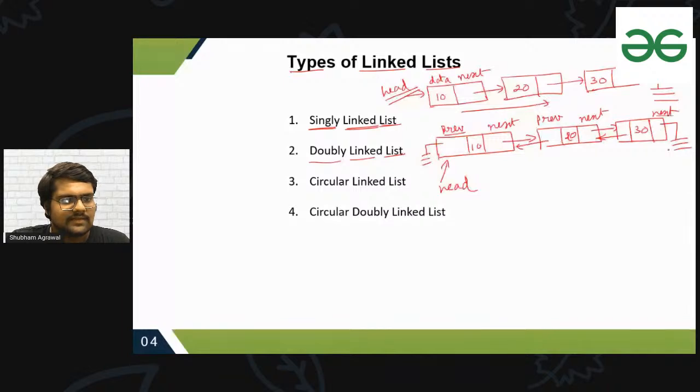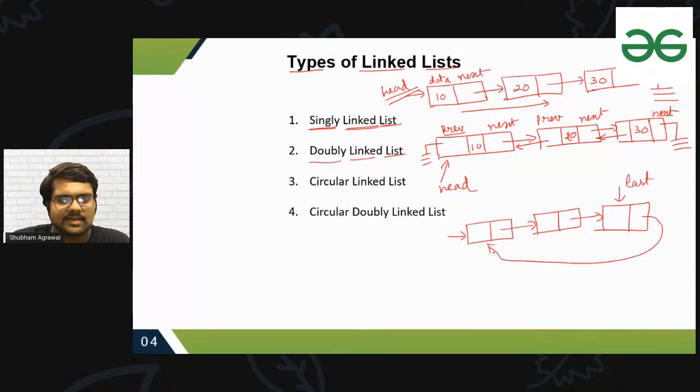Then we have the circular linked list. In a circular linked list, the last node will not point to null. Instead it will point to the first node. So if this is the head, then the last node's next will point to the head. This is our circular linked list.